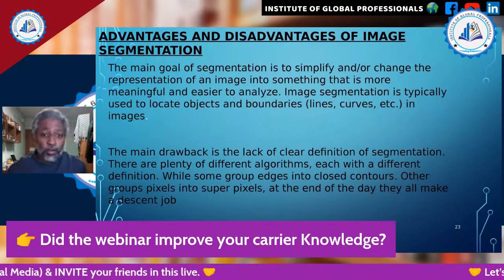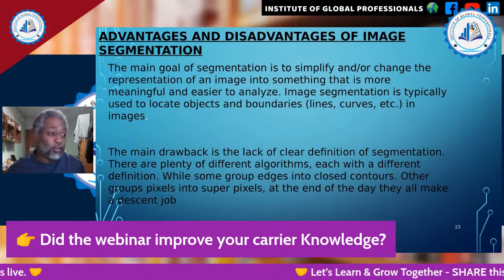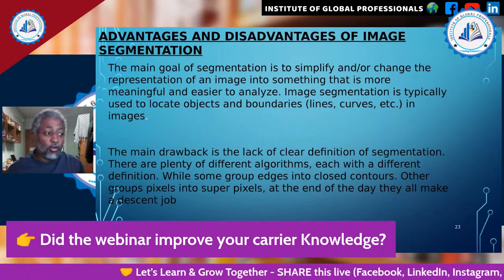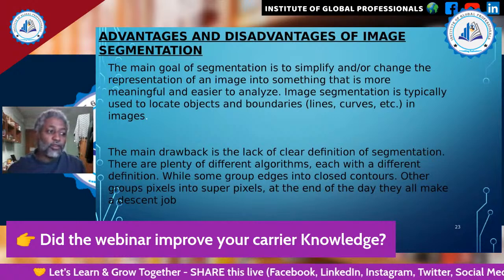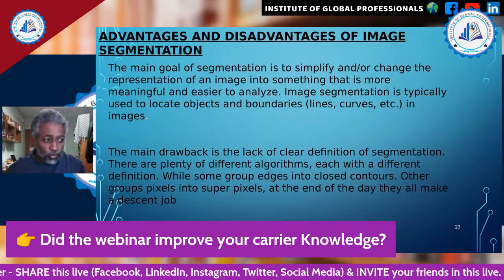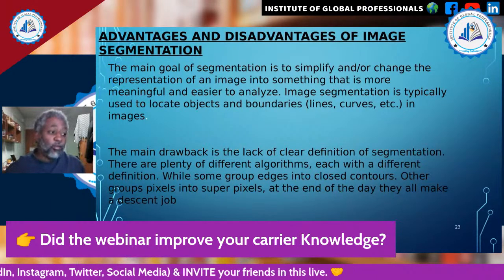The main drawback is the lack of clear definition of segmentation. There are many types of different algorithms, each with a different definition, while some group edges into closed contours, others group pixels into superpixels, and at the end of the day, they all do a decent job.